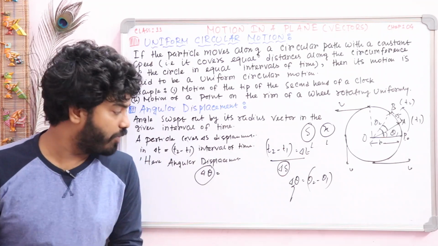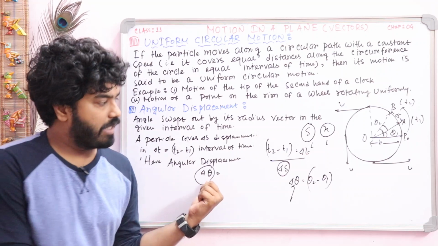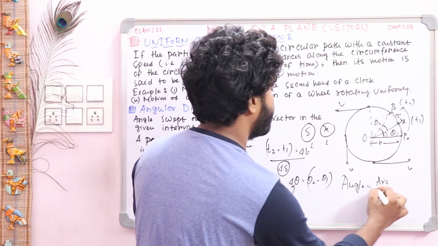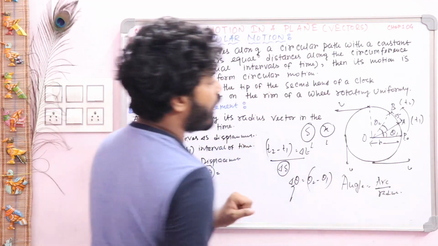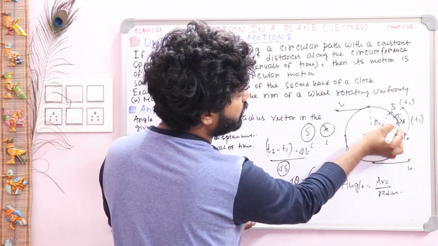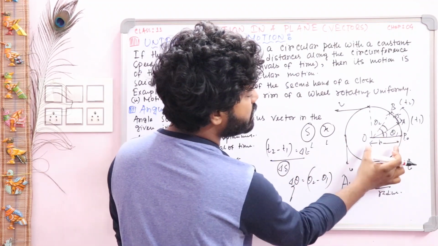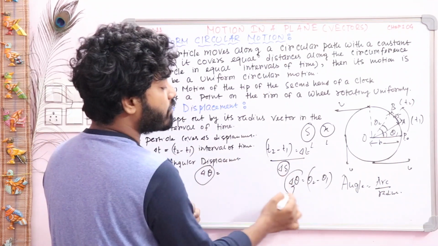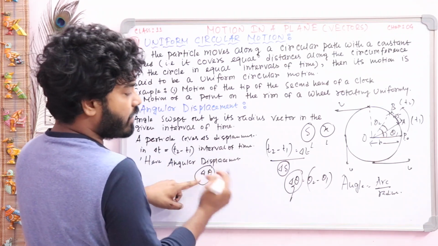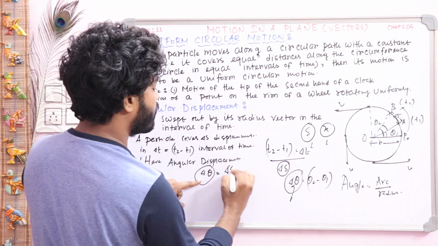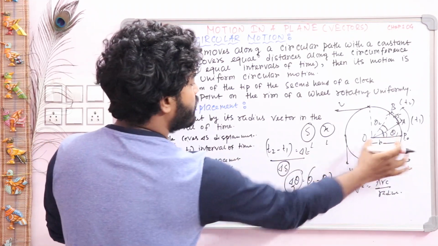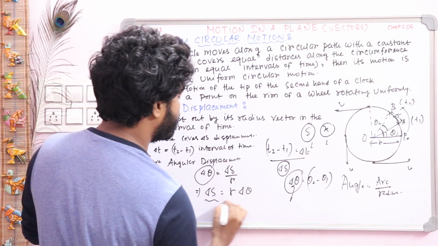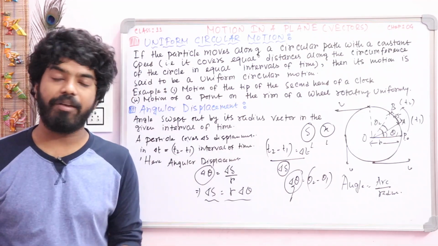Now you think how to find out this value del theta. You know the basic formula of angle, that means arc by radius. Here arc means this del s, and this circle has radius r. So angle here means angular displacement, named as del theta. So del theta is equal to arc, that means del s, divided by radius r. So del s is equal to r into del theta. This is the relation between linear and angular displacement.